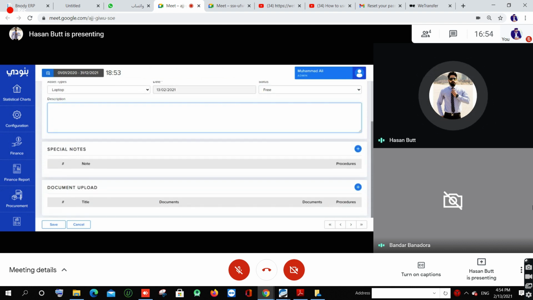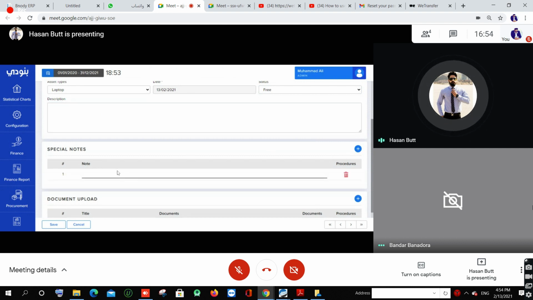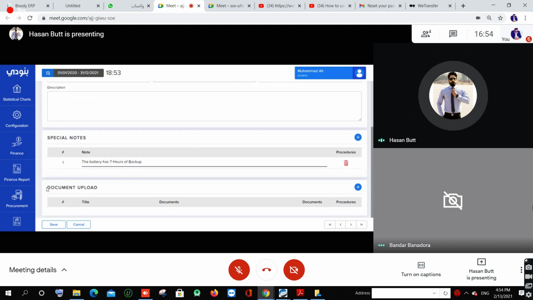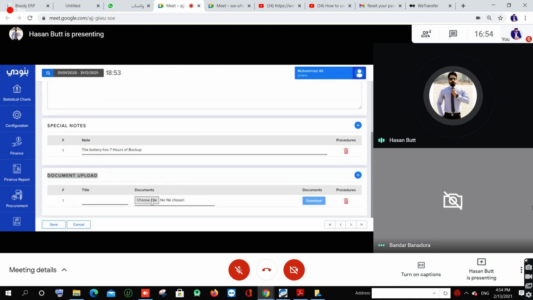Okay, and we can also add the description. The description can be anything. And you can add special notes, for example, the battery has 7 hours of backup. So the notes can be anything. All right. And also, if you want to upload the receipt of the purchase or any document like the user's manual or anything, you can also upload that by choosing a file. You can add that as well.